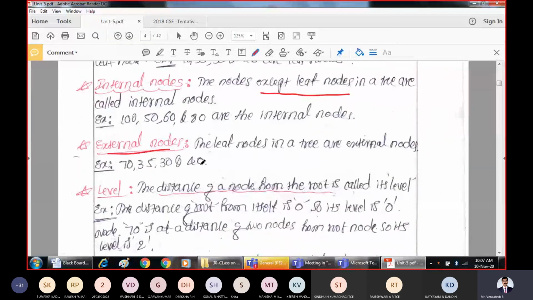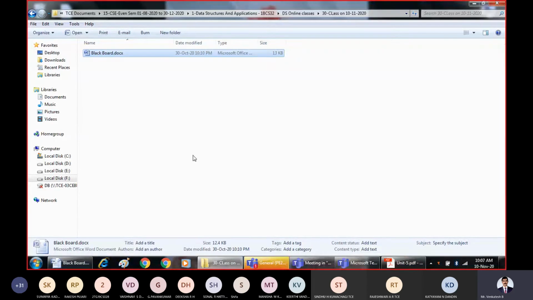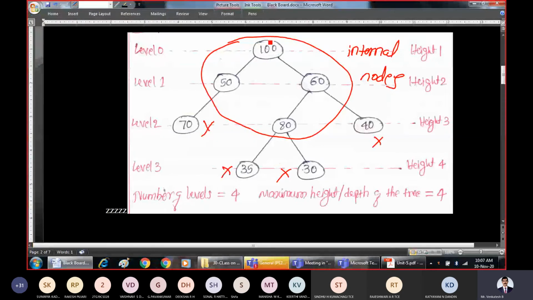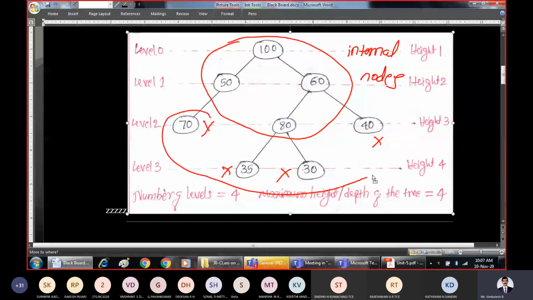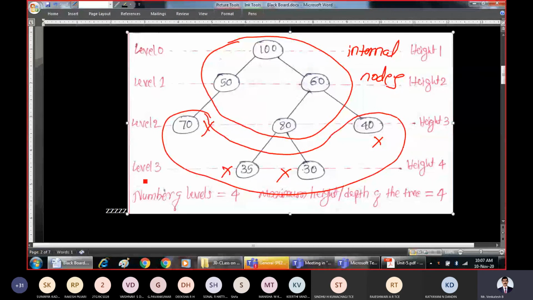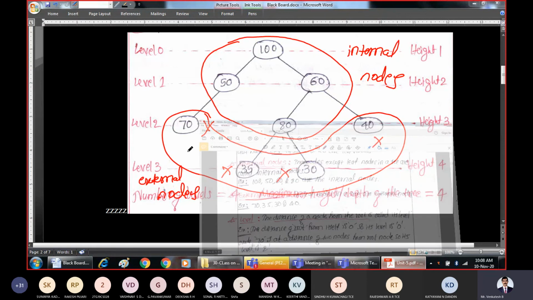Exactly opposite is external nodes. What is an external node? The leaf nodes in a tree are also called external nodes. For example, how many external nodes do we have in this? If all these are internal nodes, then the remaining are called external nodes, that means all the leaf nodes. So how many external nodes do we have? We have 4 external nodes: 70, 35, 30 and 40. All the nodes other than the internal nodes are called external nodes.